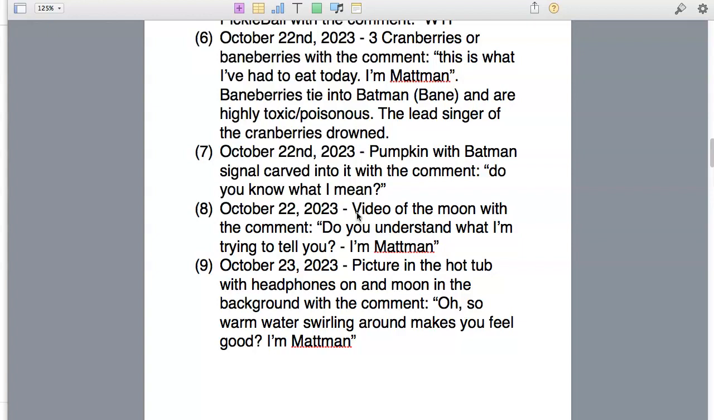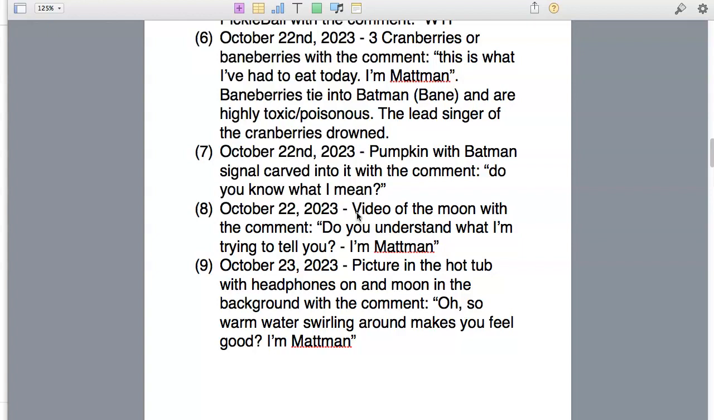Let's get to the last one, which is October 23rd, 2023. Picture in the hot tub with headphones on, and moon in the background with the comment, "Oh, so warm water swirling around makes you feel good. I'm Matman." And that was his last post. 5 days later, he dies on the day of a lunar eclipse at 4:17 p.m. on Julia Roberts' birthday, where Leave the World Behind had been released 3 days earlier, which has all of this resonance to everything that Chandler Bing's birthday is associated with.